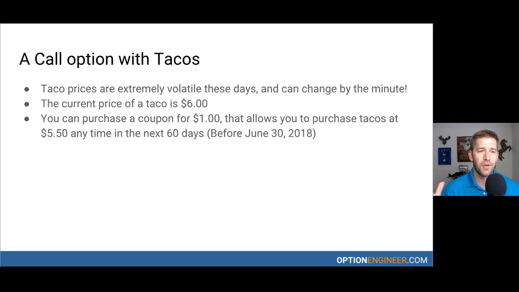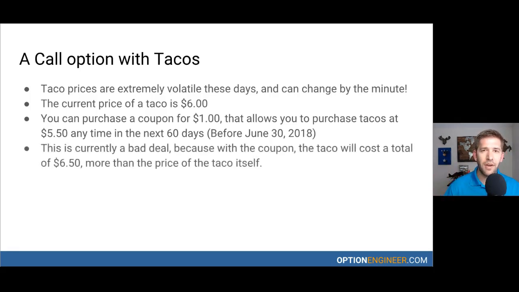So they offer a promotional coupon where you can buy the coupon for $1, only $1 for this coupon, and that'll allow you to purchase tacos for $5.50 at any time in the next 60 days or 30 days or whatever the time frame is. Let's assume that June 30th, 2018 is the expiration date of the coupon. All right? So right now, that's not a good deal. Now, why is that not a good deal? Let's do the math here.